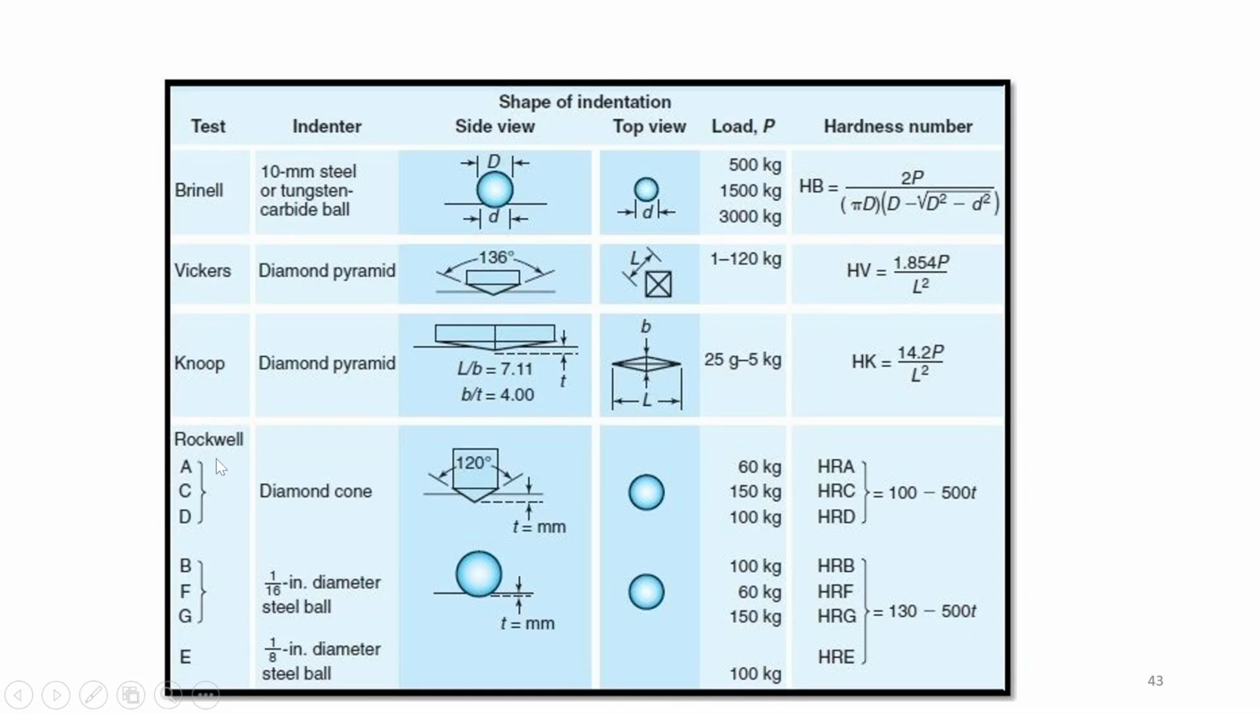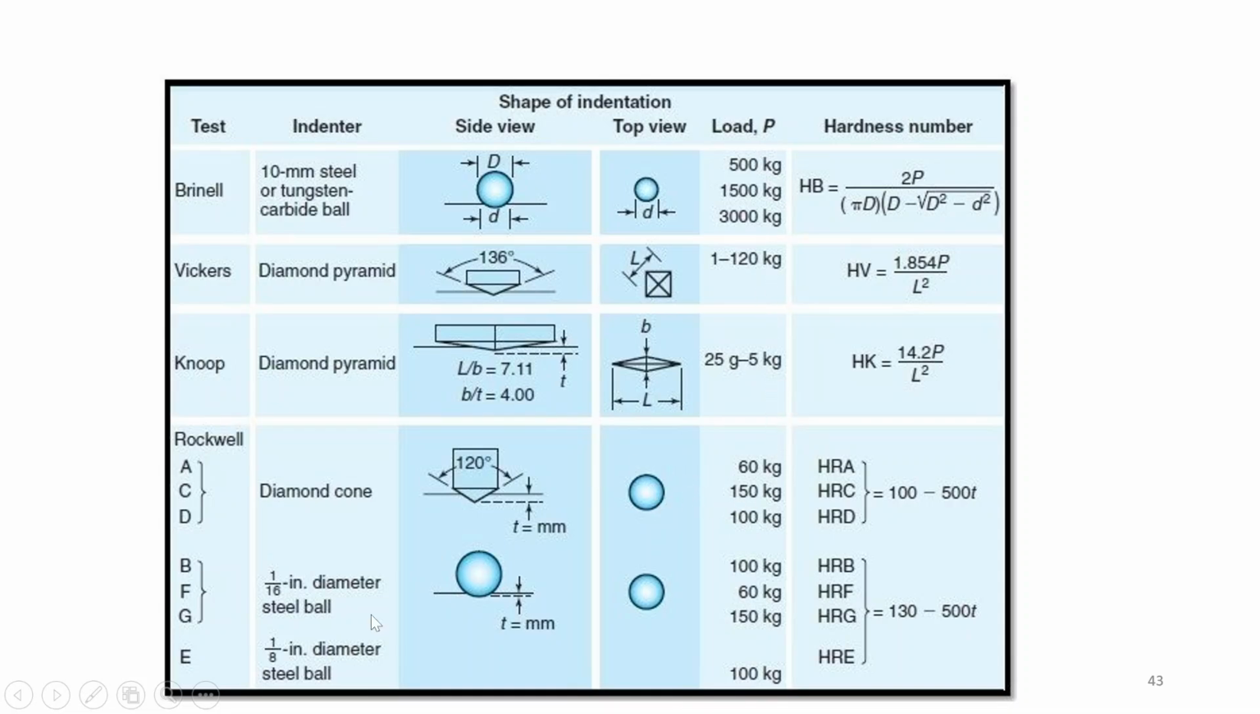In the case of Rockwell, you can use different types of indenter. It can be either a diamond cone or a steel ball of different diameters, 1 upon 16 inch to 1 upon 8 inch. Depending on the various scales, for soft materials you use a steel ball, and for hard materials such as martensitic steel and other steels you use a diamond cone. This is what the diamond cone looks like, and this is what the steel ball will look like, and these are the impressions left on the material.